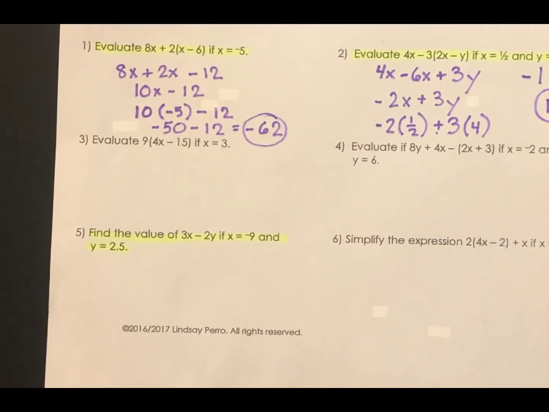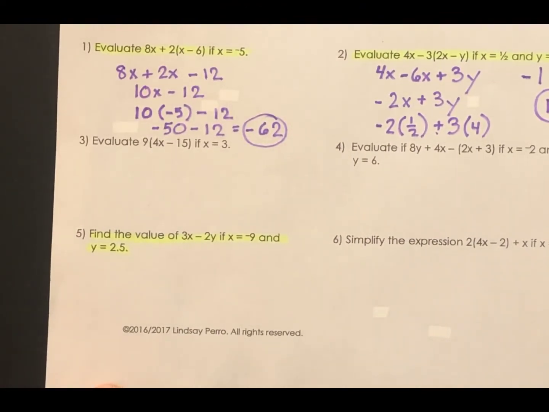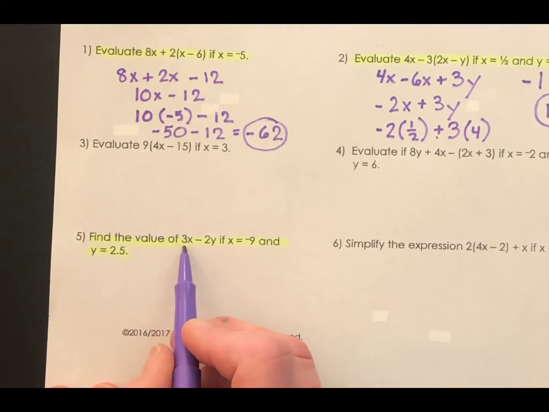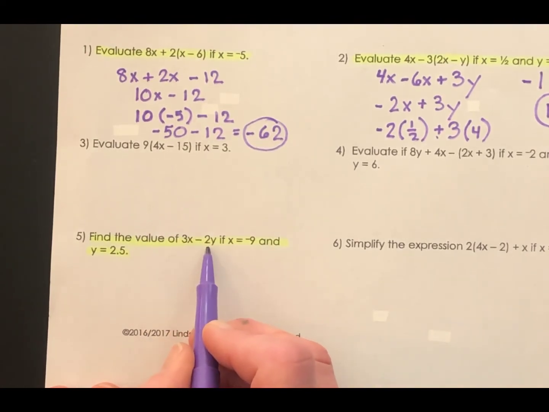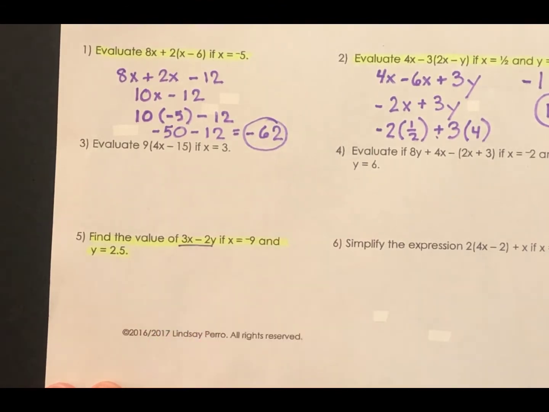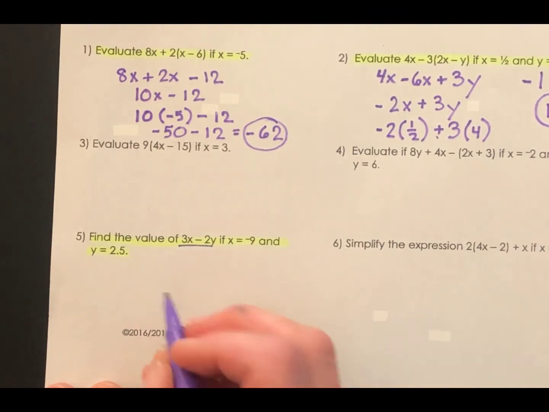Let's do one more. We're doing this one because this one has a decimal. We did number 2 because it had a fraction. But it's all the same. Fraction, decimal, whole number, it still is the same. 3x minus 2y. Well, there is nothing in that to simplify. It's already in simplest form. So I'll just go straight ahead and substitute.